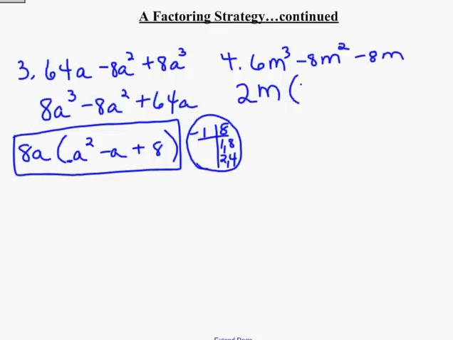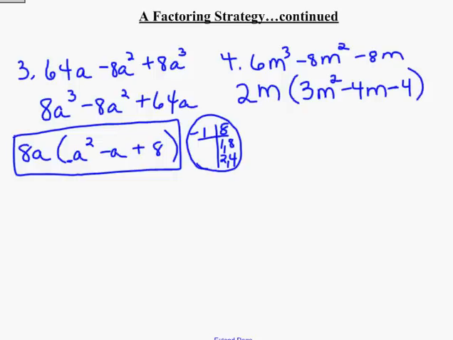6 divided by 2 is 3. M cubed divided by m is m squared. 8 divided by 2 is 4. M squared divided by m is m. You notice that I'm just bringing down the same sign, so I'm bringing down a subtraction next. That's because I did not factor out a negative, so I'm not changing my signs. 8 divided by 2 is 4 again, and m divided by m cancels out. They make 1, but I don't need to write the 1 in there.